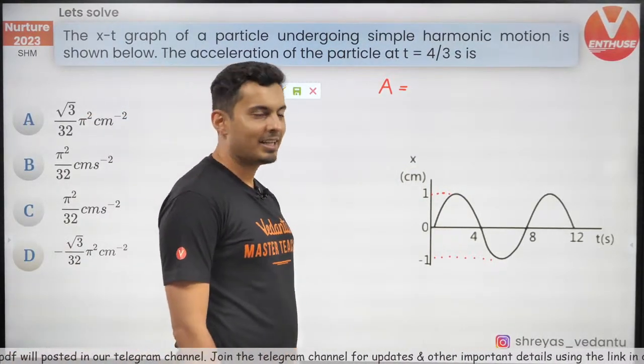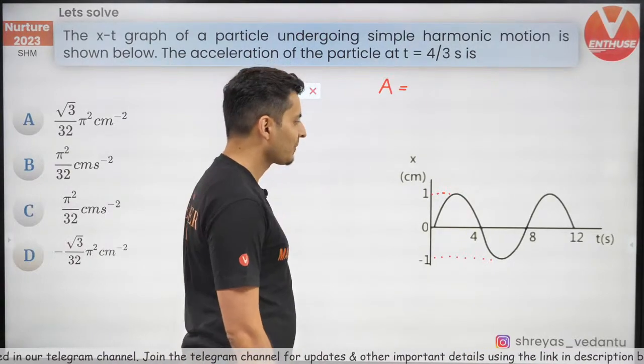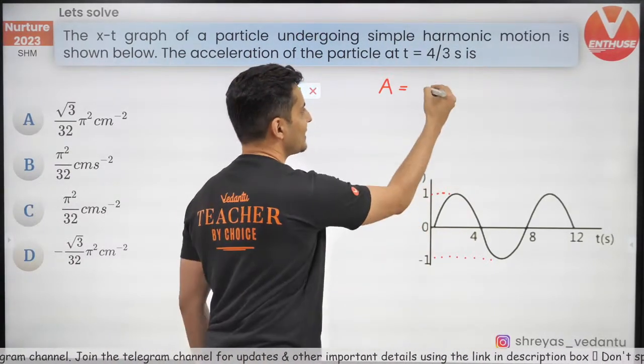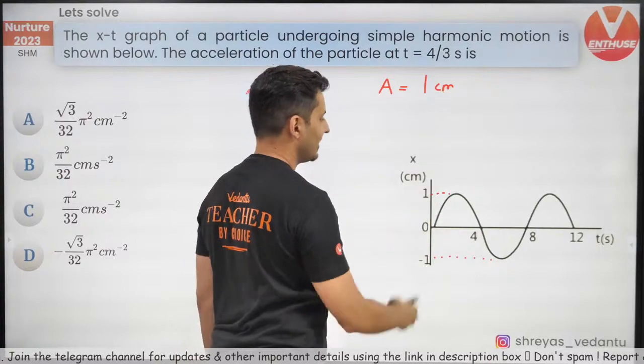Very true, Suchi Mama. Very nicely said. How much is the amplitude? How much is the extent? It is 1 centimeter. Perfect.